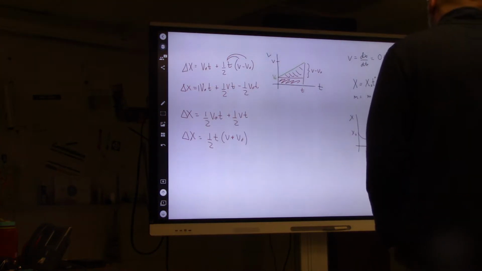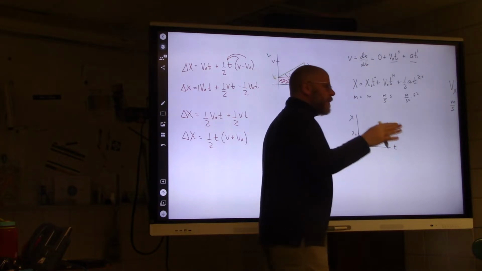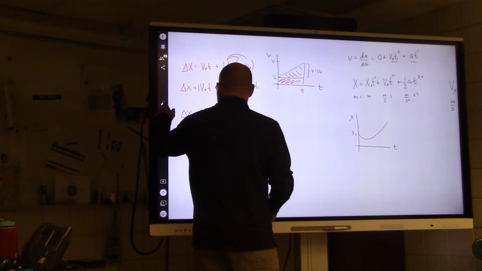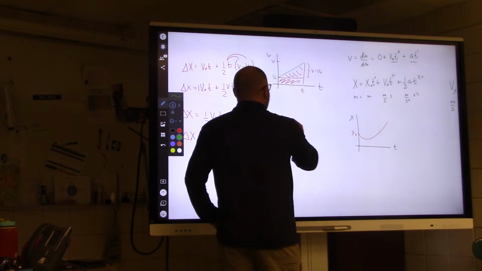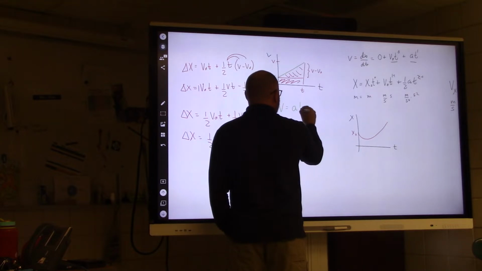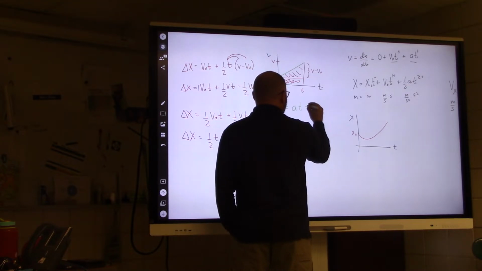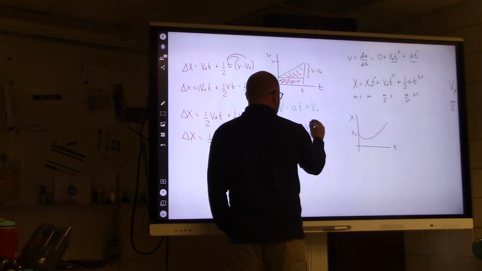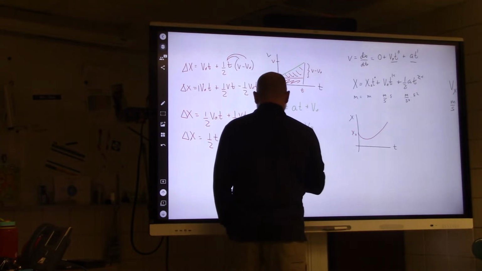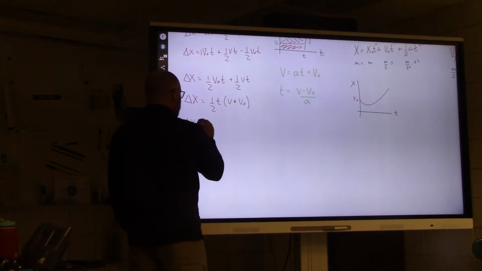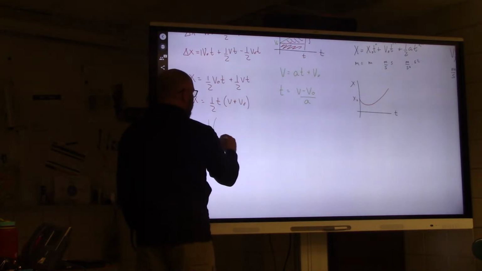Because I would like to find an equation that doesn't have a t in it, which is the next one. So if I come back to here, if I know that the equation of this line is v equals at plus v0, what does t equal then? V minus V0, over a. So I'm going to substitute that in here, and let's just see what happens. I have 1/2 this.